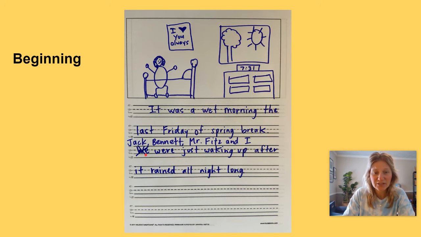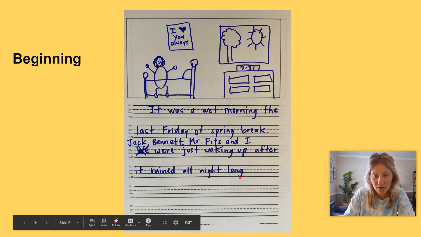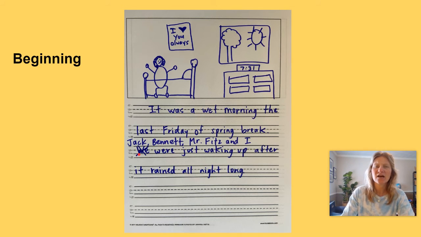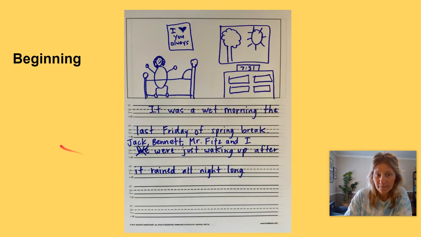And then you'll notice that I had to do some editing here, because I started with we. And I wrote, we were just waking up after it rained all night long. And then I thought to myself, I wonder if my reader is going to know who we is. And then I thought, no, they're not going to know who we is just by this sentence. We could have been me and the dog. We could have been me and my girlfriends if I had a sleepover. We could have been me and my mom if I was sleeping at my mom's house, or my dad.